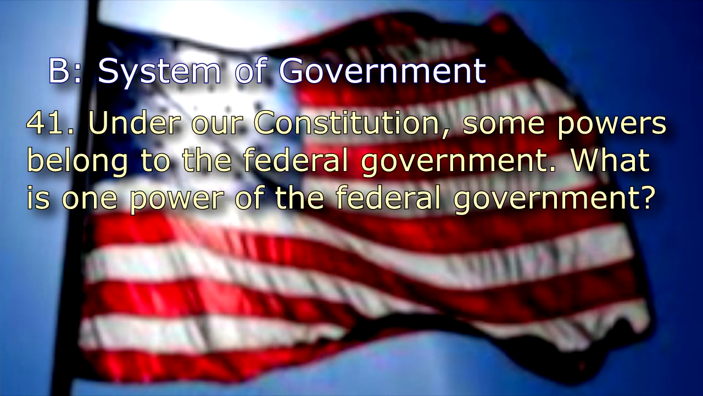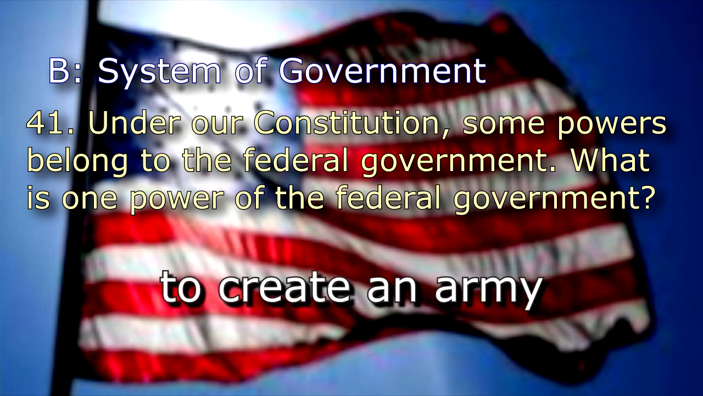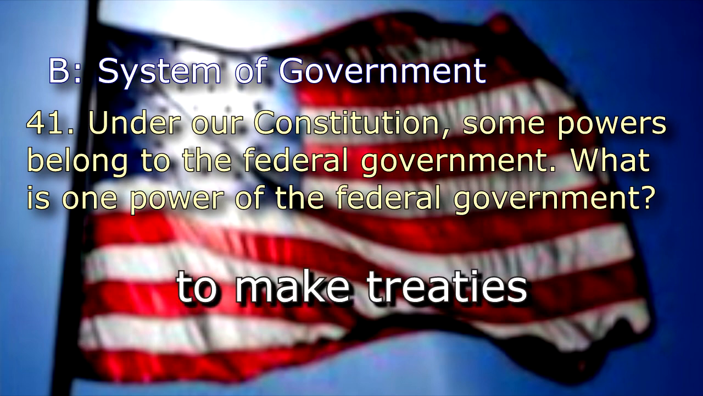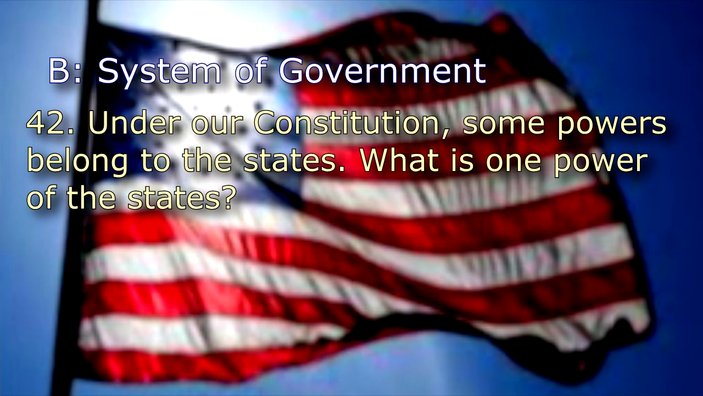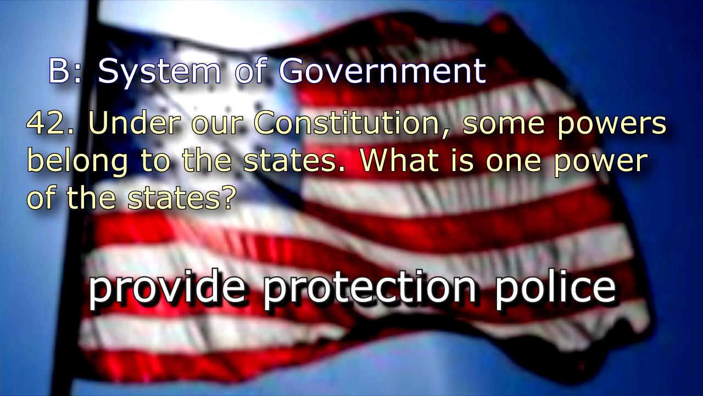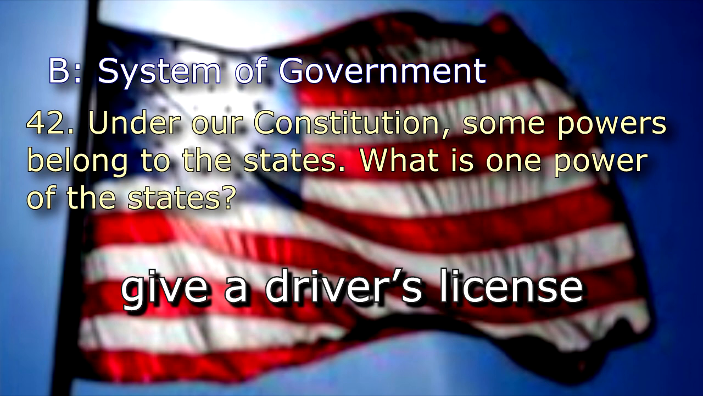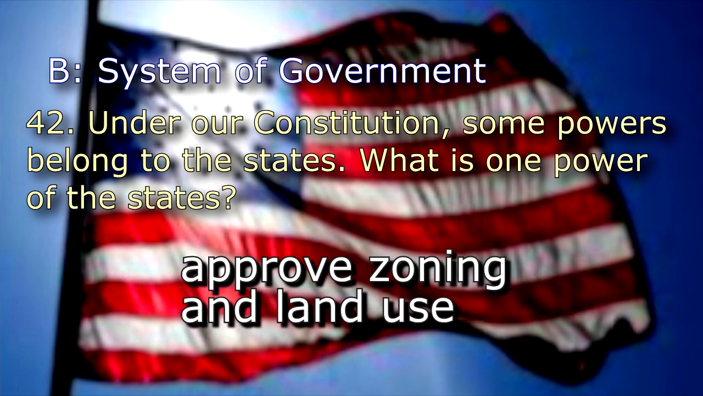41. Under our Constitution, some powers belong to the federal government. What is one power of the federal government? To print money. To declare war. To create an army. To make treaties. 42. Under our Constitution, some powers belong to the states. What is one power of the states? Provide schooling and education. Provide protection, police. Provide safety, fire departments. Give a driver's license. Approve zoning and land use.